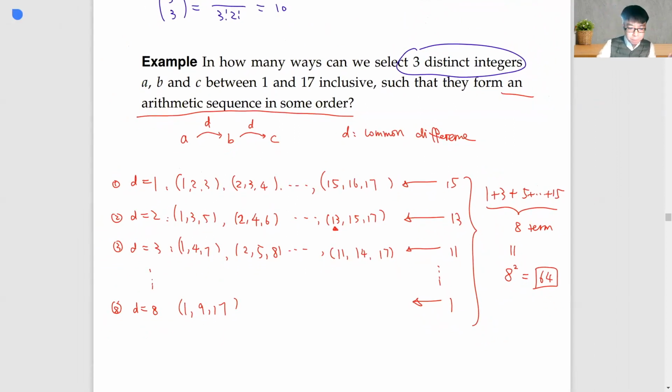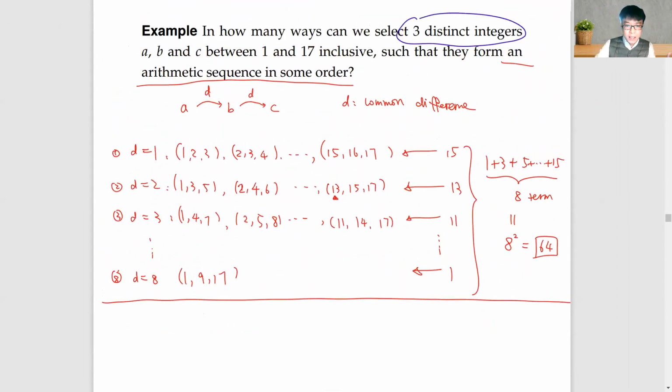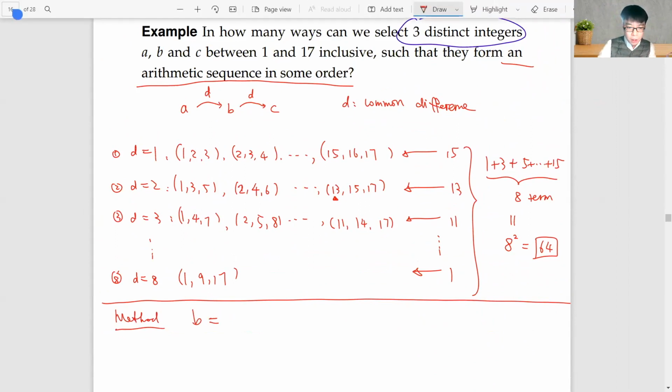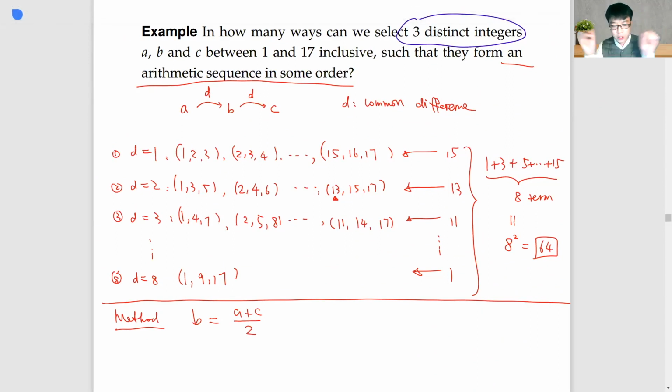When we consider this arithmetic sequence, a fact is that the middle number is the average of the first number and the last number. That describes the arithmetic sequence of 3 terms. So we need all of them to be integers, whole numbers. That means A plus C must be an even number. Otherwise, B would not be an integer. How to make A plus C even? Either A and C are both odd, or A and C are both even.